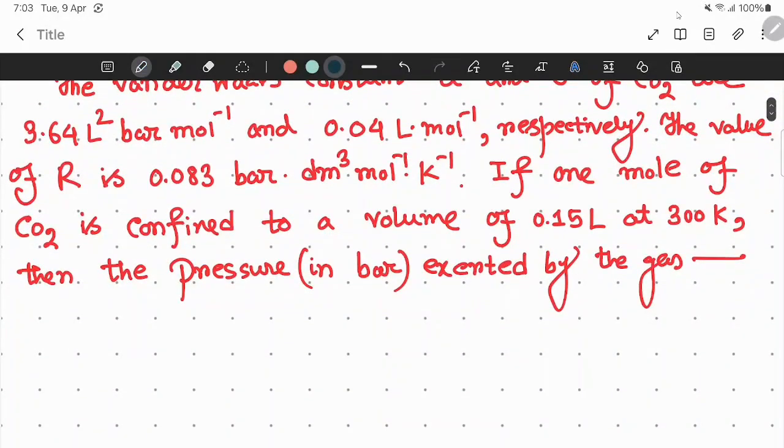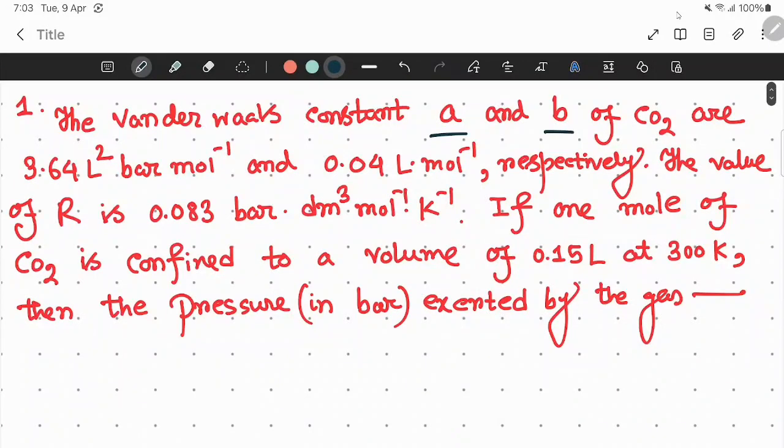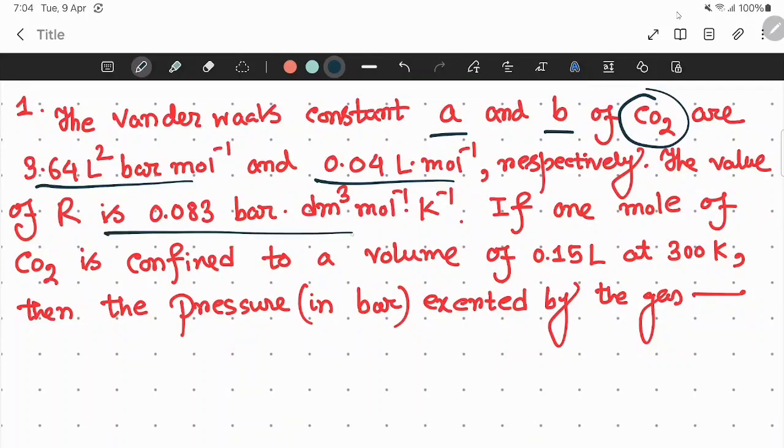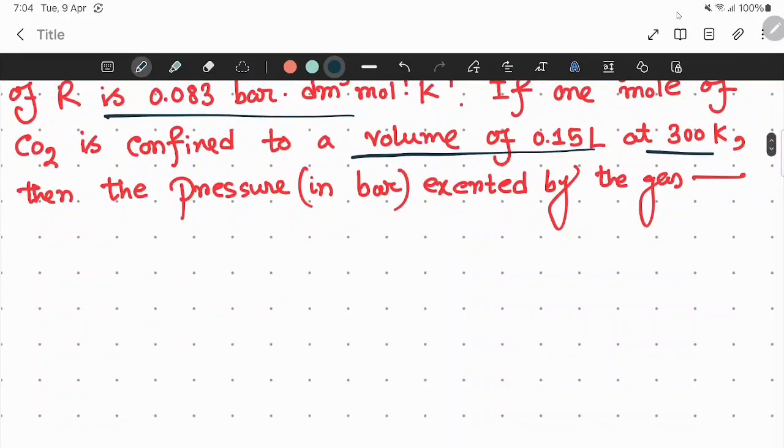The van der Waals constants A and B are given for CO2, which are these values. The value of R is also known. Now, if 1 mole of carbon dioxide is confined to a volume of 0.15 liter at 300 Kelvin, we have to find out the pressure. Okay, this is just pure calculation.